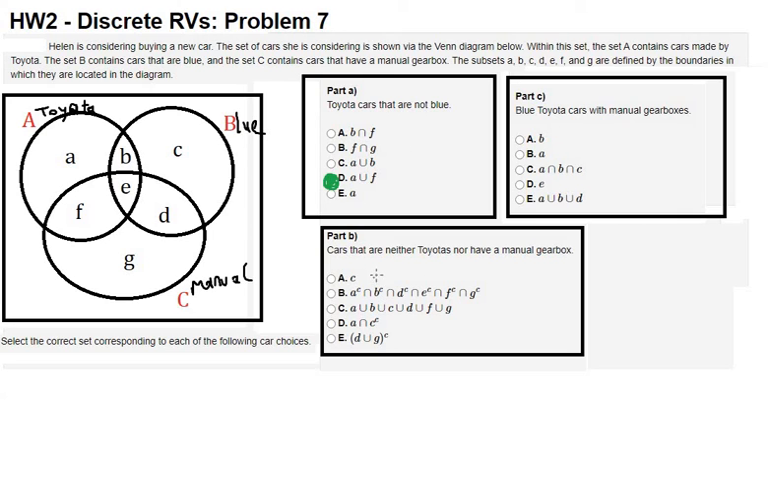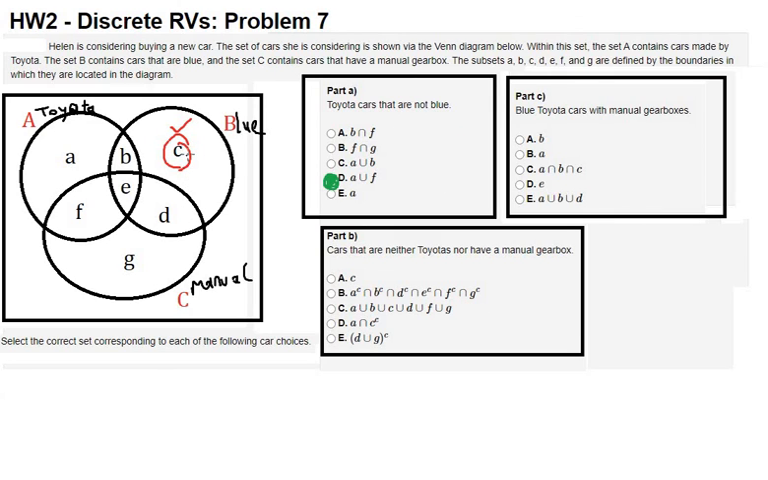Part B, cars that are neither Toyotas nor have a manual gearbox. So we don't want Toyotas, we don't want manual gearboxes, and the rest is C here. We have C already, but we have a bigger definition here. A naught intersect B naught intersect D naught intersect E naught intersect F naught intersect G naught is giving us C here actually.